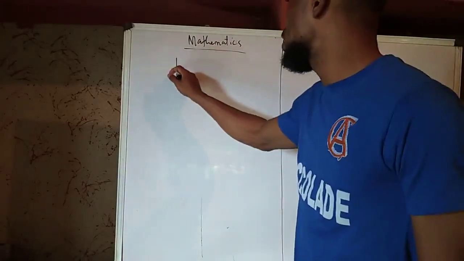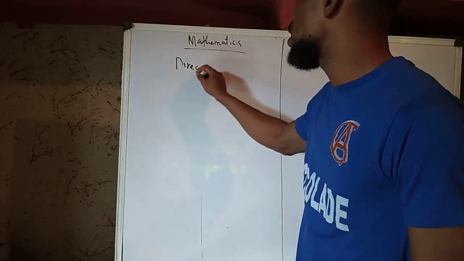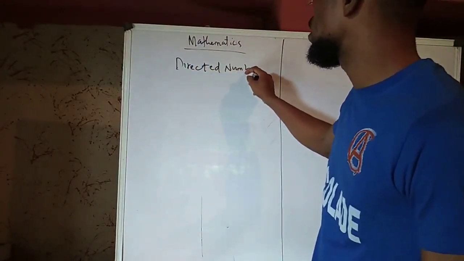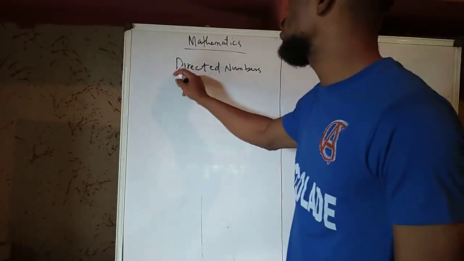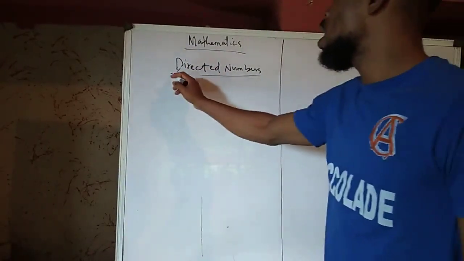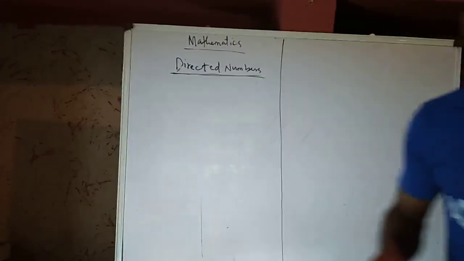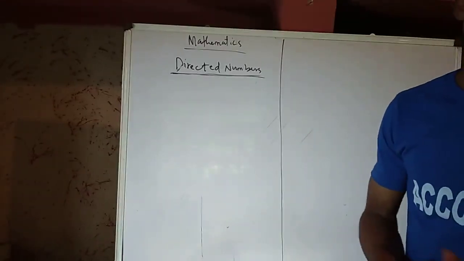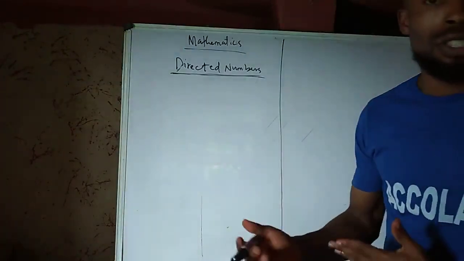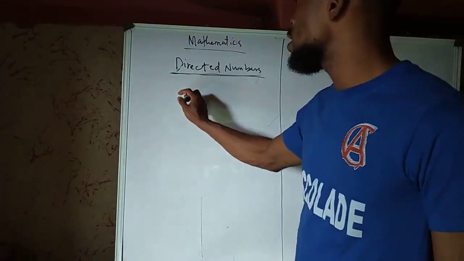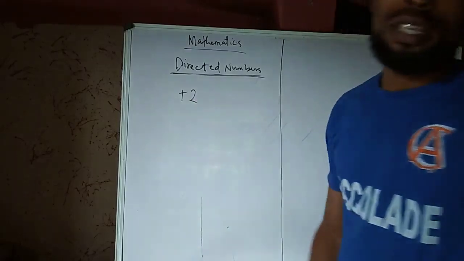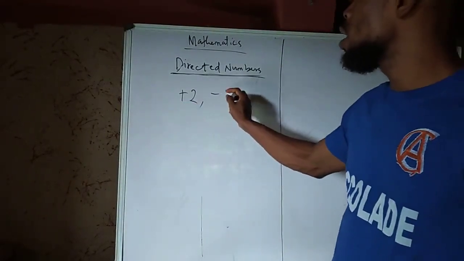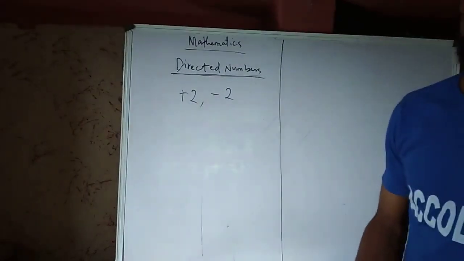Okay guys, today in this class we're going to talk about directed numbers. So, numbers are said to be directed when a sign, a positive or a negative sign, is attached to them. Okay, so for instance, this number is a directed number. It shows the difference between this number and this other number.